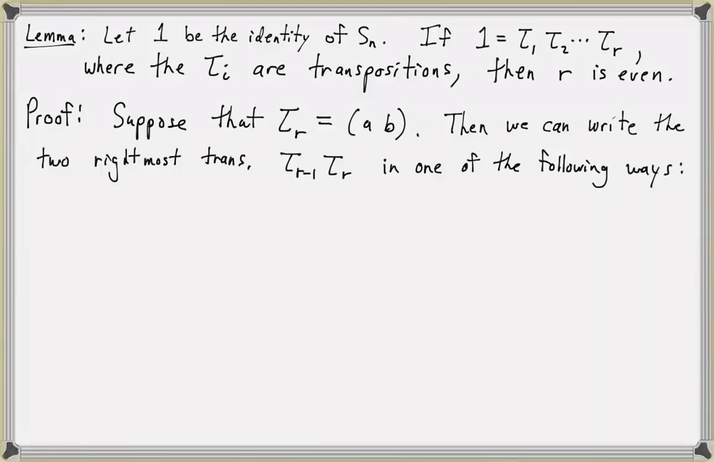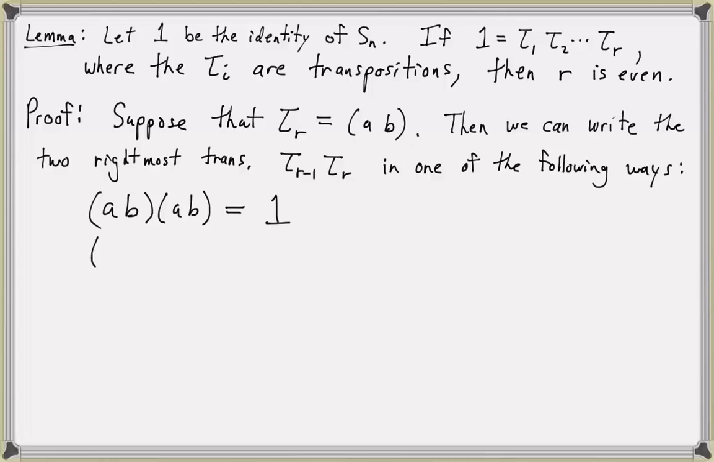Okay. Well, if it so happens that tau r minus 1 is the same as tau r, then I could just replace the last two transpositions with the identity. So in other words, the last two transpositions would just cancel out because they're inverses of each other.